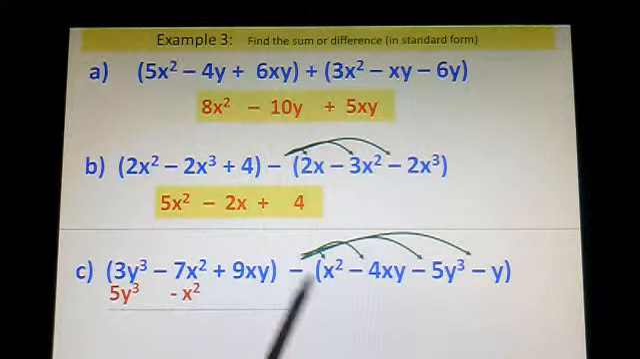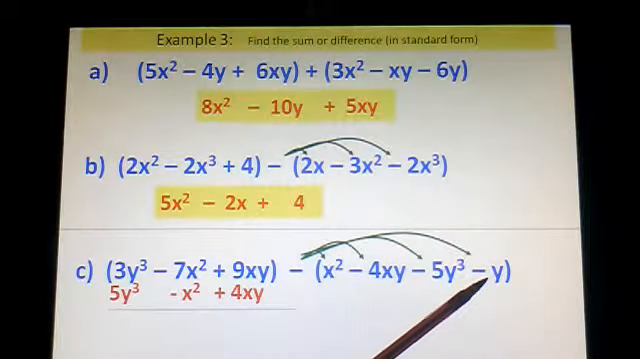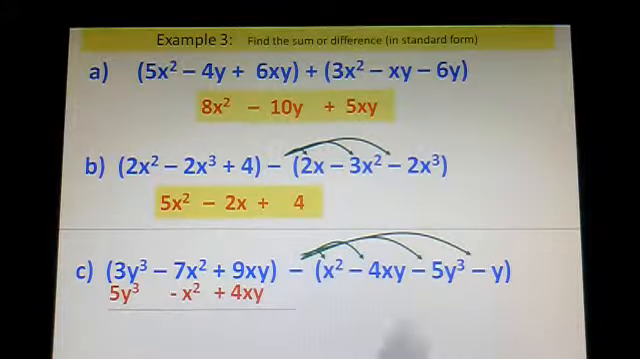The x squared term becomes negative. I'm going to line it up underneath this one. And then my negative 4xy, I'm going to put it here as positive 4xy. And then this guy has no friends. This one's no like terms. I'll leave that down here as just a positive y at the end of this whole thing with nothing to combine with. So then you can just combine them.